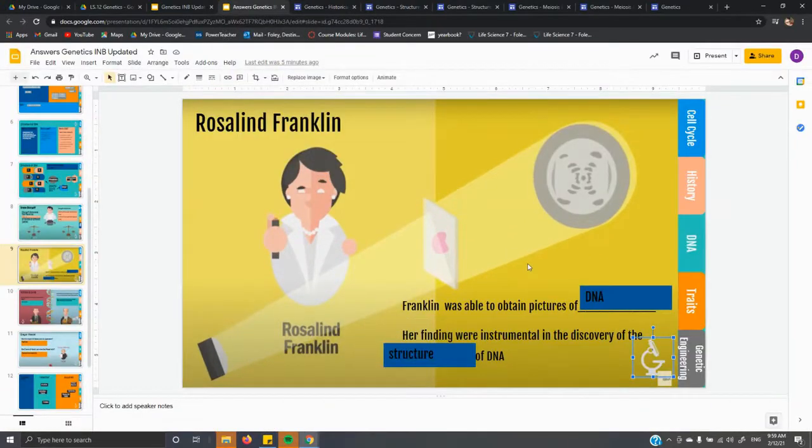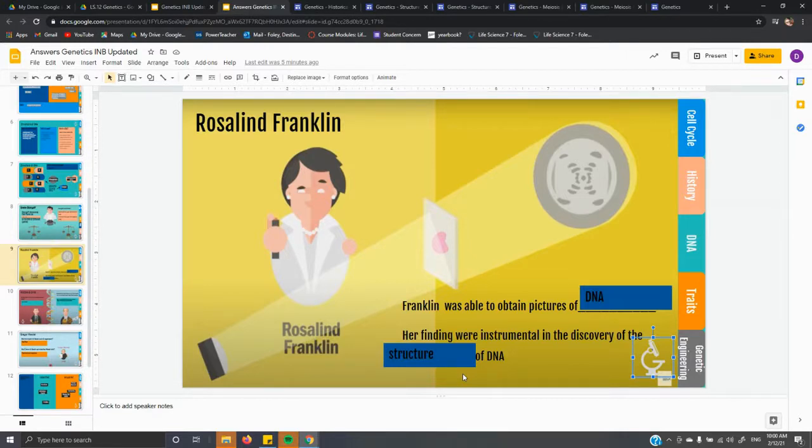So Rosalind Franklin took these pictures of these cells, and she just kept taking these pictures using X-rays. And she was able to get pictures of DNA, and her findings were instrumental in the discovery of the structure of DNA. So she found this X. I think it was called Photo 51, and it's an X shape.